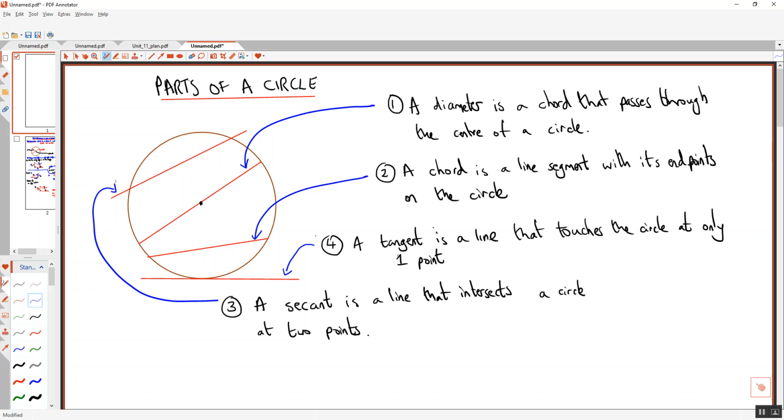Alright, so chord, a line segment with its endpoints on the circle. So the line stops on the circle for a chord. Secant, the line continues through the circle, so it intersects the circle at 2 points. Tangent only cuts the circle at 1 point. You need to know these words, okay? Alright, so file away those sheets that I've given you.